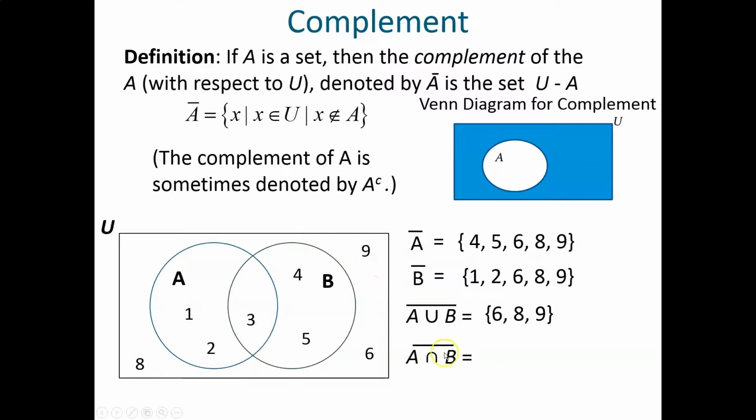Right. So what about A intersect B? So what is the intersect part here? Which is this part where I have 3. So what's common to set A and set B? That's my intersection. So in my case, if I want to see the complement of the intersection, I get 1, 2, 4, 5, 6, 8, 9, which means everything except this element 3.